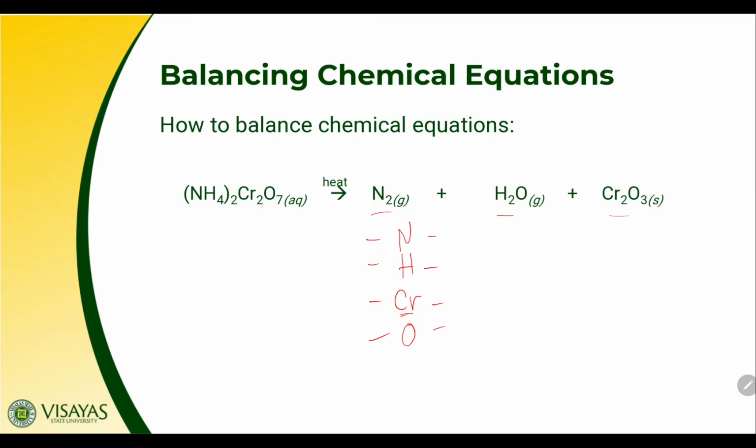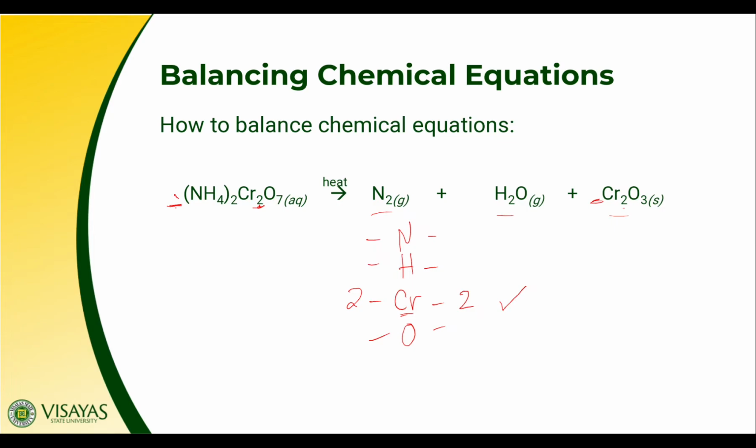On the left side of the equation, we have 2. Our coefficient here is 1. So 1 times 2, we have 2. On the product side, we have 2 times 1 in here. So we have 2. So our chromium atoms on both sides of the equation are equal. The number, I mean. Next, what do we balance next? We look at the number of what? Number of oxygen atoms.